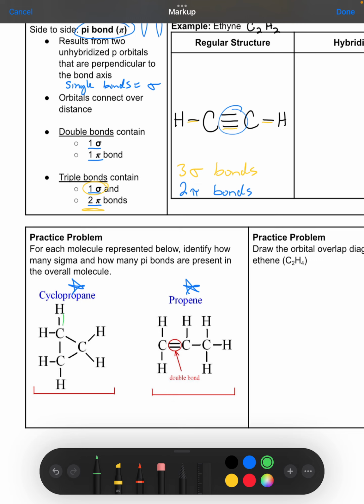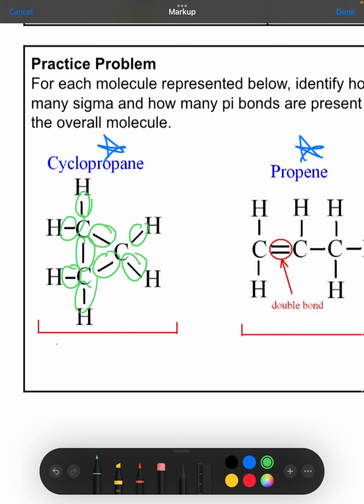Now I'm going to count real quick. 1, 2, 3, 4, 5, 6, 7, 8, 9. I count 9 single bonds, which means there's going to be 9 sigma bonds in this molecule and nothing else, because I do not see any double and I do not see any triple bonds.